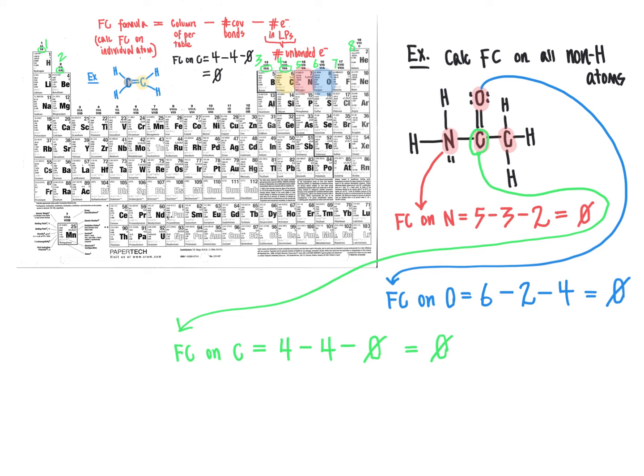And it's no coincidence, anytime you see a carbon that has 4 covalent bonds and no lone pairs, that carbon is going to have a complete octet, and it's going to have no formal charge.